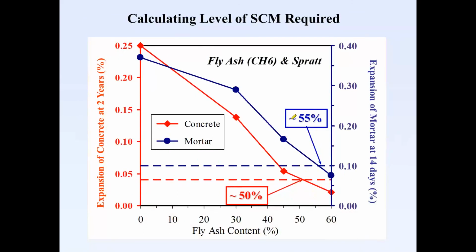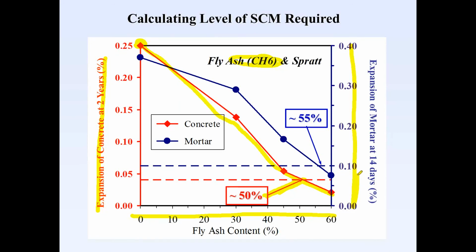And what this graph shows us here, it's a little bit confusing, so I'll explain it. If we concentrate on the red lines, what we're seeing here is the expansion of concrete at 2 years, plotted as a function of the calcium content. Here we're using actually a high calcium fly ash, it has about 30% calcium. So concentrate on the red lines. This is our control mix without any fly ash. Here we go to 30%, 45%, and 60%. And if we interpolate that data, we need about 50% of this fly ash to control expansion in the concrete.